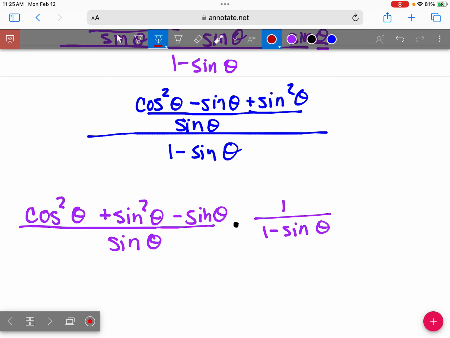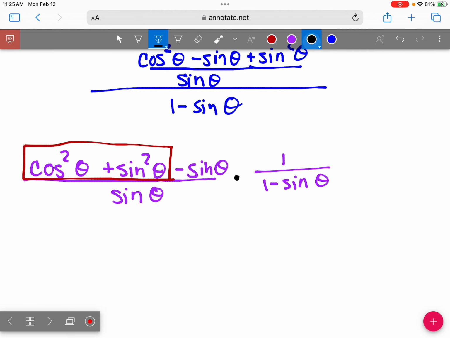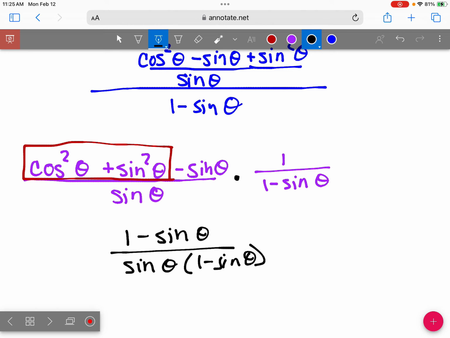So now we're going to look in here and we're going to notice this guy looks awfully familiar because that is one of our Pythagorean identities. So cosine squared plus sine squared is actually 1. So this is going to turn into 1 minus sine theta over sine theta. My numerator times 1 is just what this is. So then we have sine theta times my denominator, 1 minus sine theta.